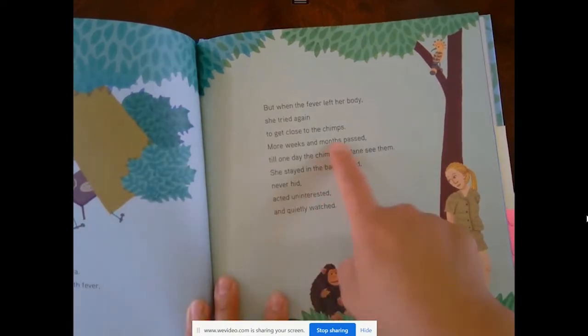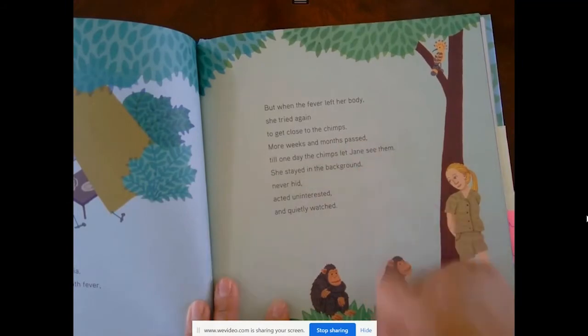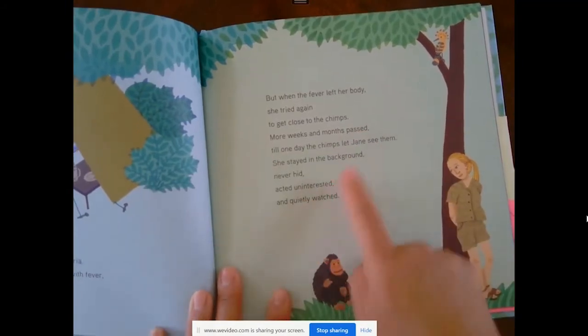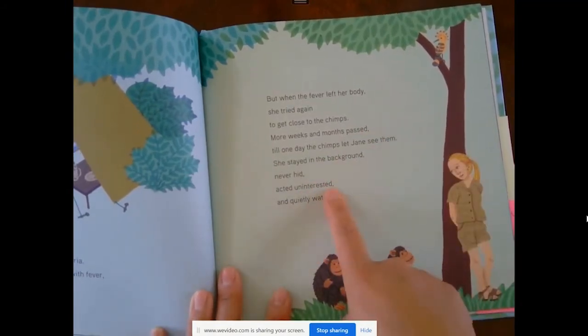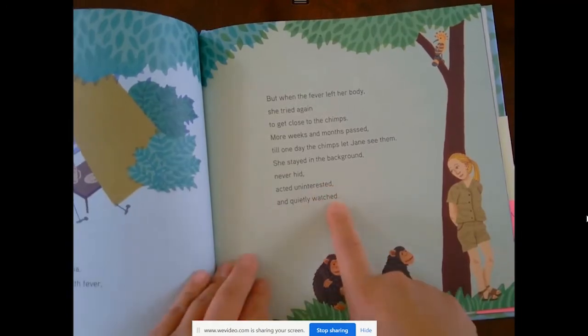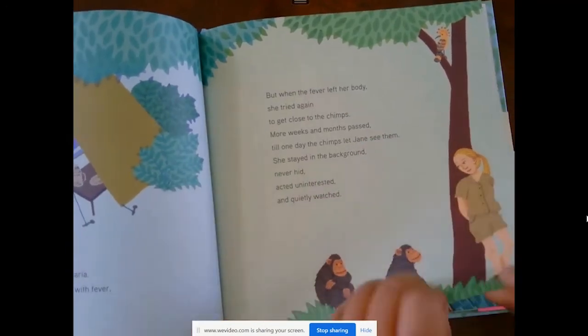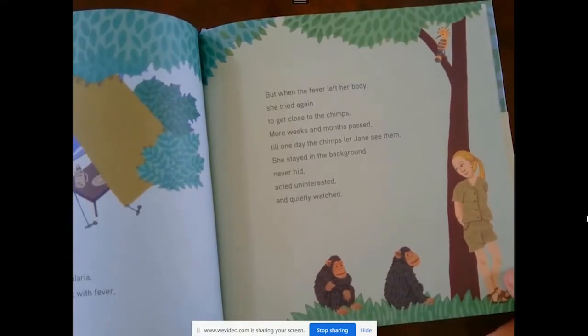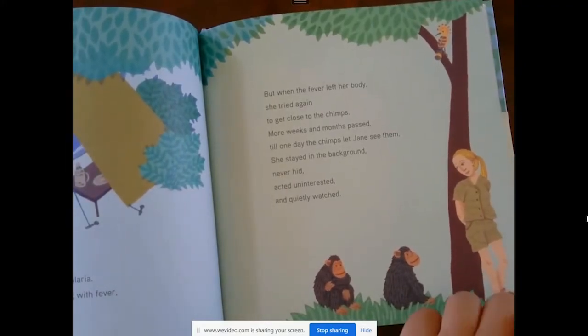Man, there's a lot of ED inflectional endings that I see here. Again, that means it happened already: uninterested, watched, past there. So when you have a focus, it's nice to kind of look for those when you're reading.